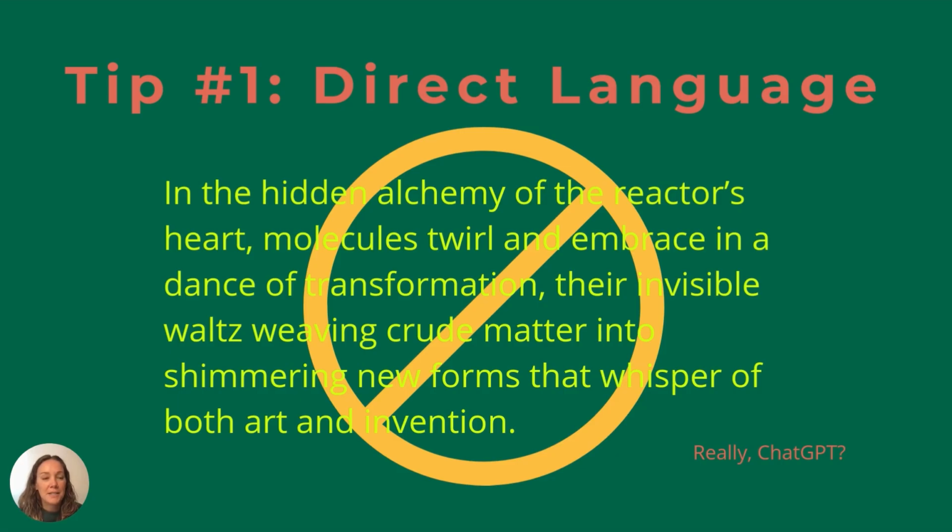Tip number one is to use direct language. So I asked ChatGPT to give me a sentence on chemical engineering using flowery language. And this is what ChatGPT came up with. Clearly, it is not the type of language that you would want to use in a professional report.